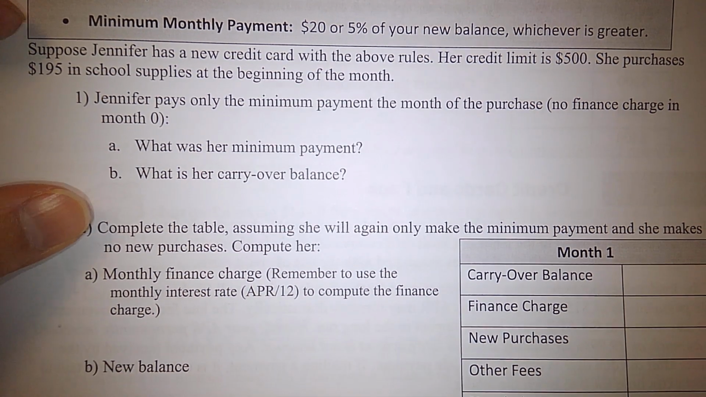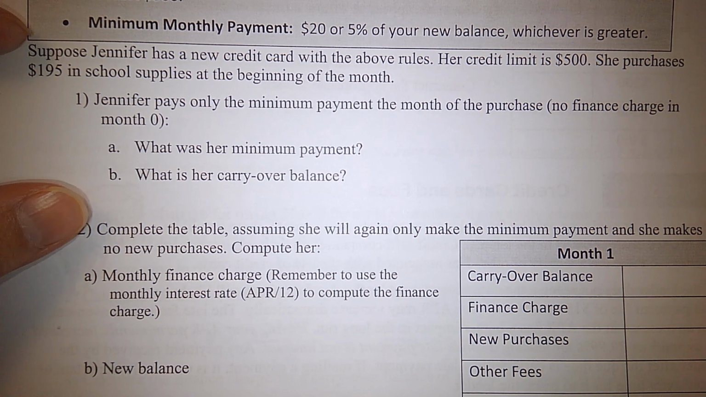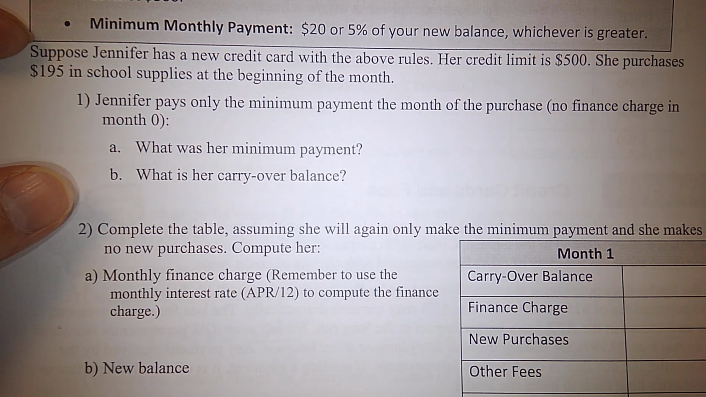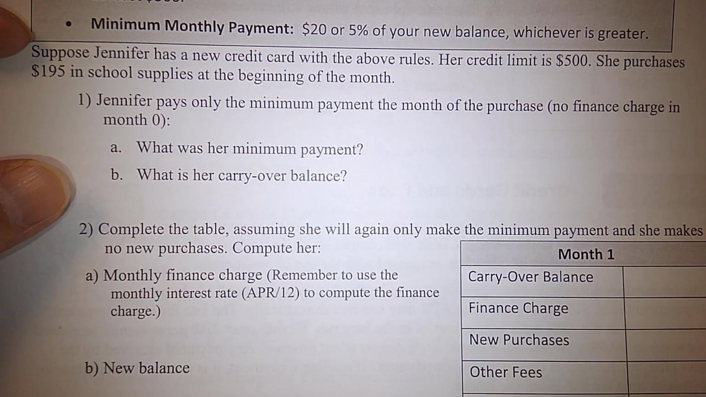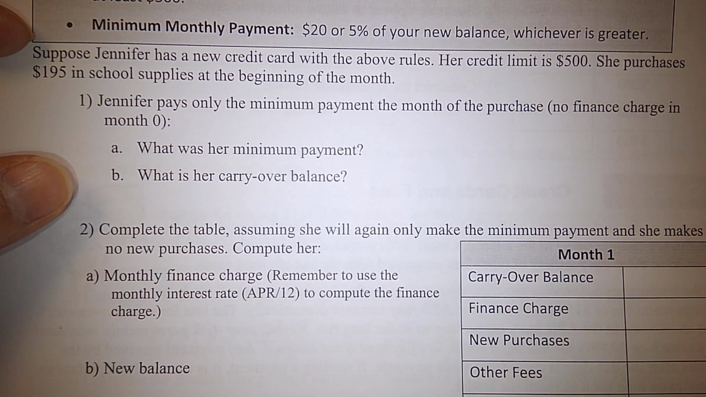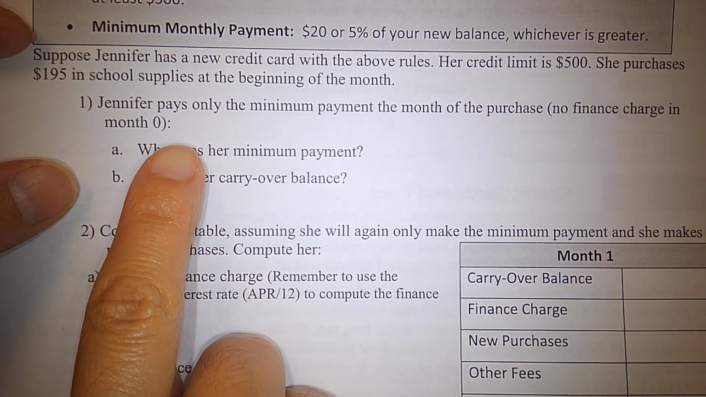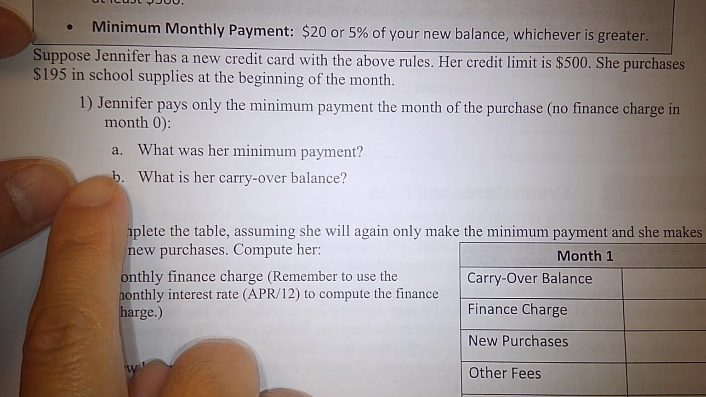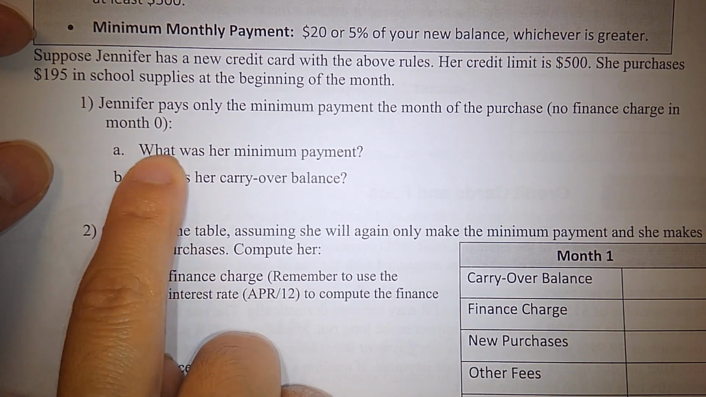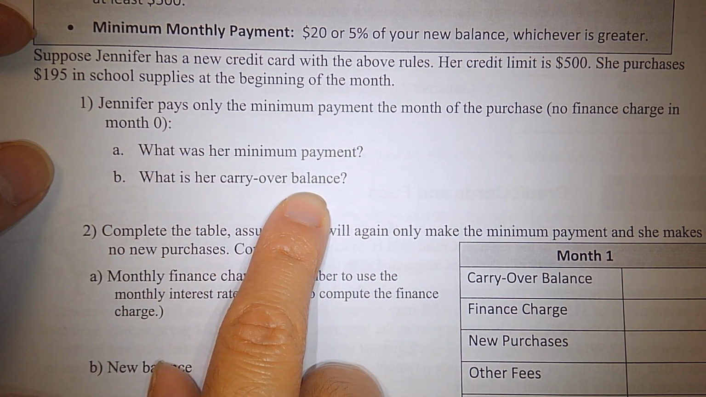Which one are we? Number 1? Yes, suppose Jennifer, number 1, A and B. Suppose Jennifer has a new credit card with the above rules. Her credit limit is $500. She purchases $195 in school supplies at the beginning of the month. Jennifer pays only the minimum payment the month of the purchase, no finance charge in month 0. What was her minimum payment and what is her carryover balance?